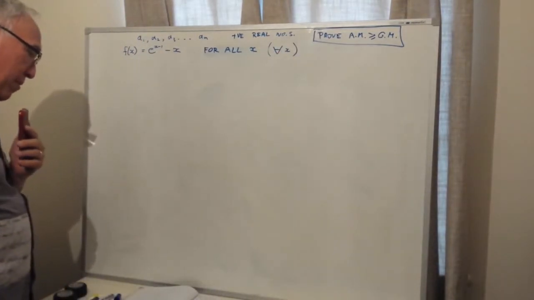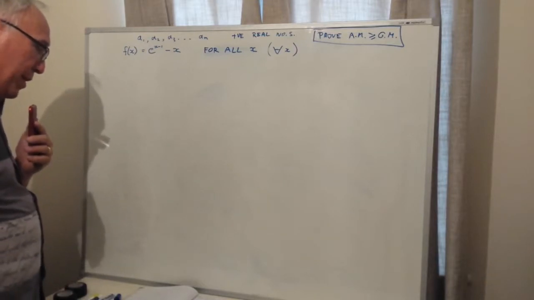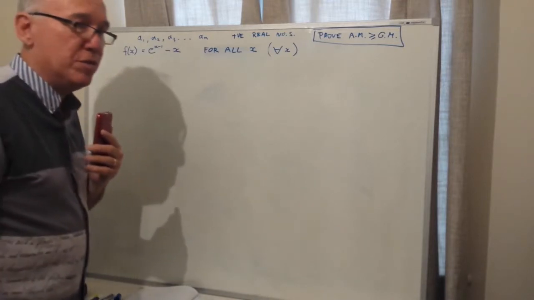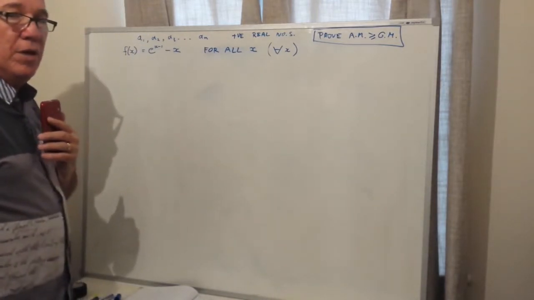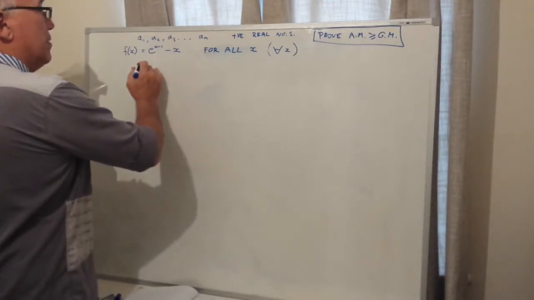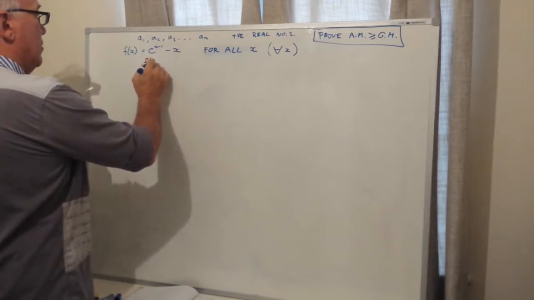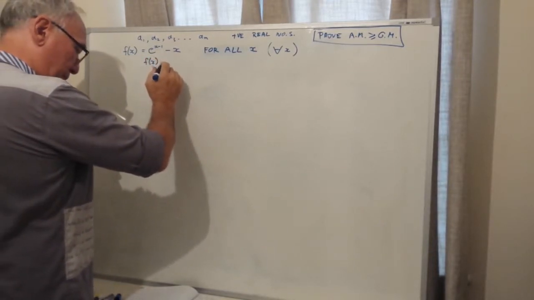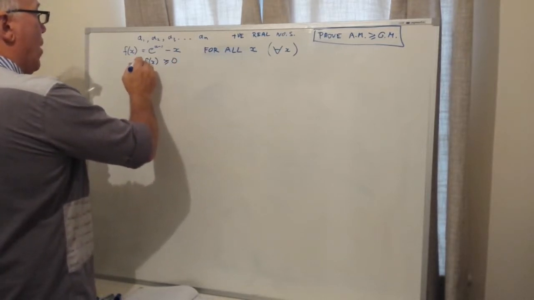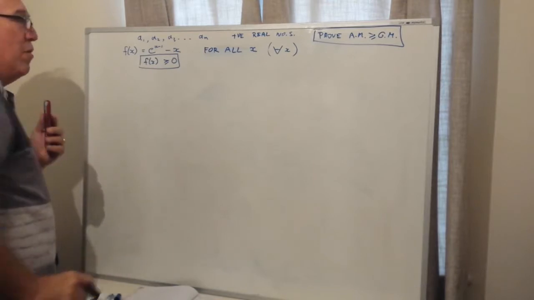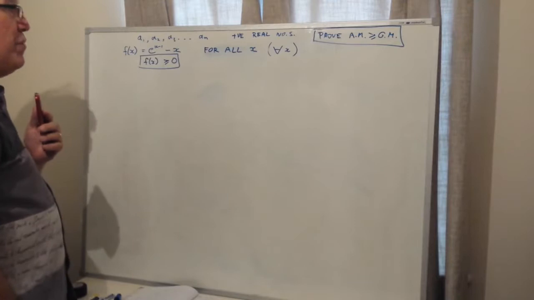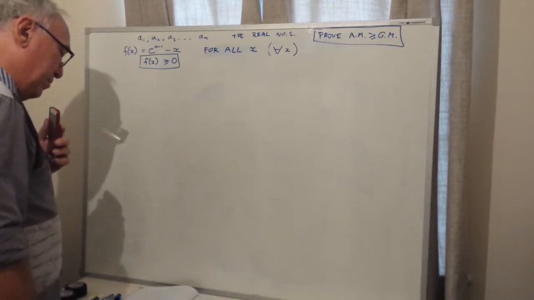Now, what you'll find is, for this particular function, if you were to sketch it, or use some sort of graphing software like Desmos, you will find that f of x is always greater than or equal to 0. No matter what value of x you put in there, you will always get a value for f of x that's greater than or equal to 0.